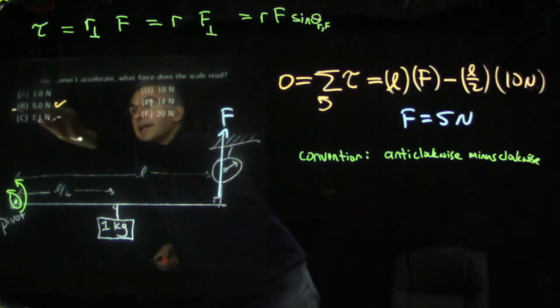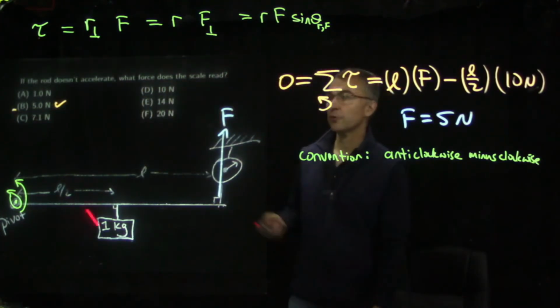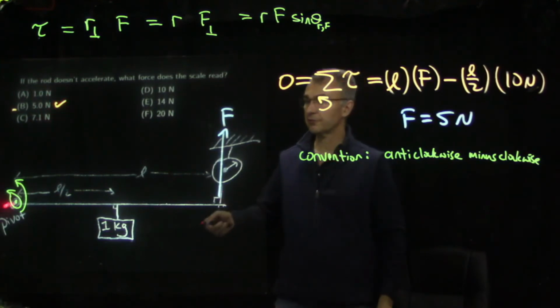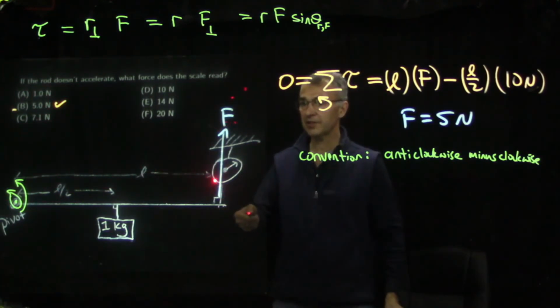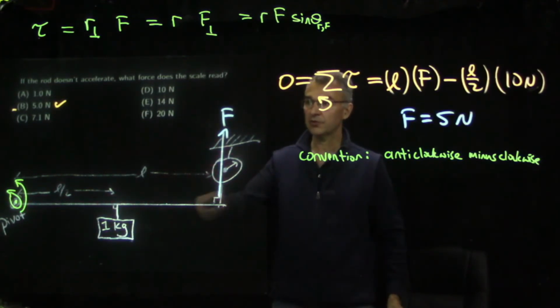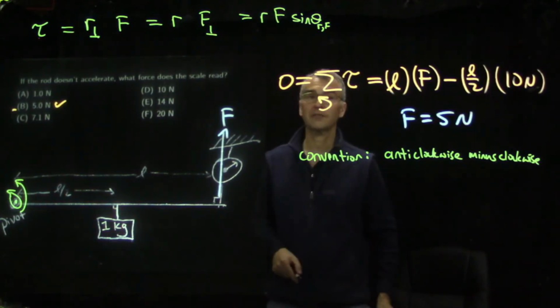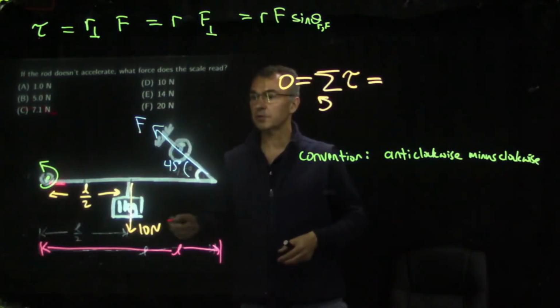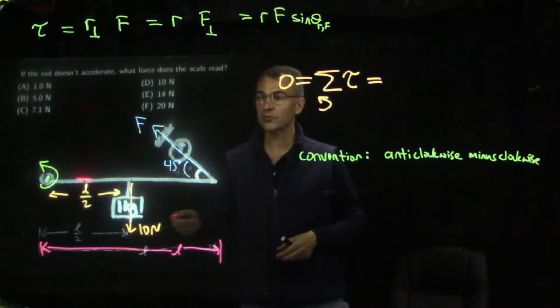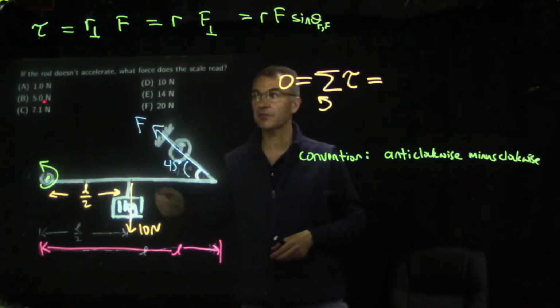So I think I like answer B, Bravo here, that the force must be 5 newtons. So 5 newtons times L is the same magnitude as 10 newtons times L over 2. This one tends to rotate counterclockwise, this one tends to rotate clockwise, so they have opposite sense. Okay, now we're again applying two forces. They result in two torques. We want the two torques to balance so that the rod does not accelerate.